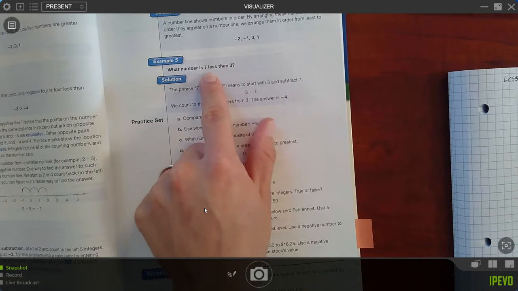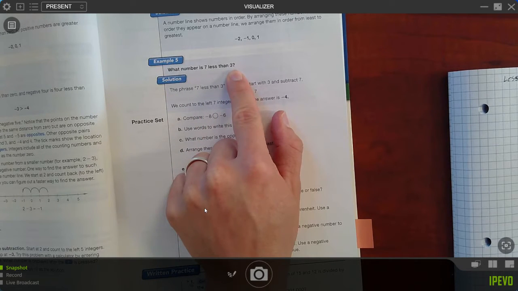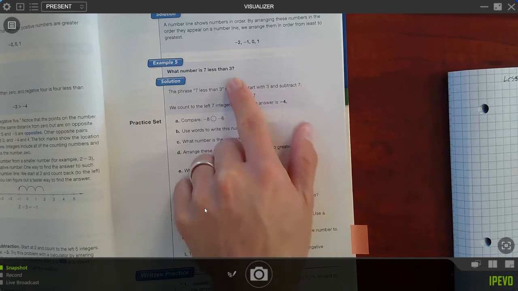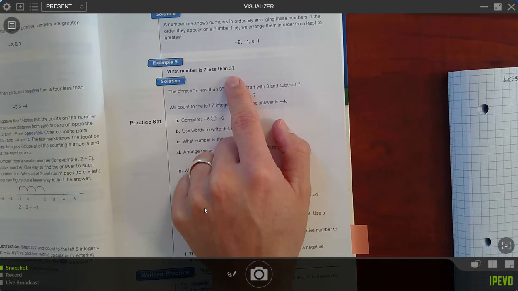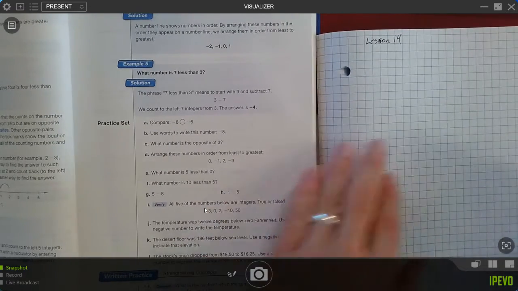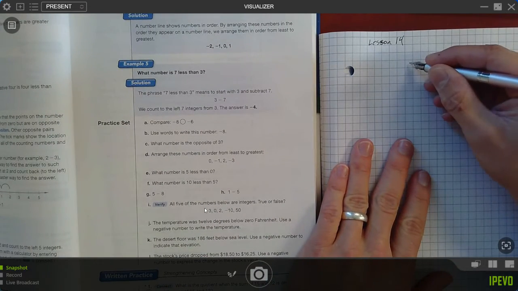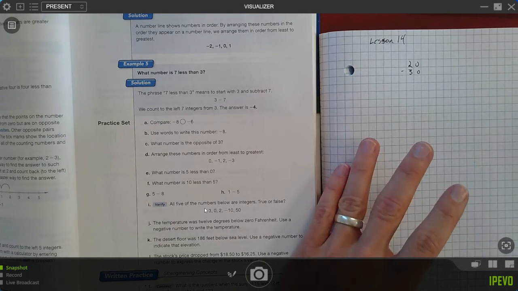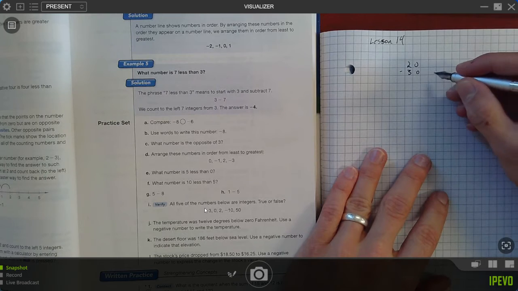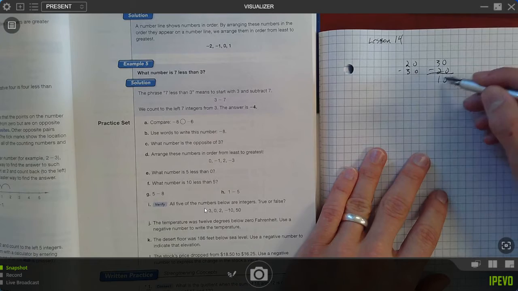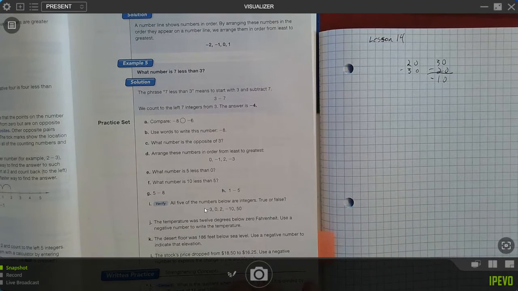What number is 7 less than 3? So you start at 3 and then you go backwards. Okay, and the way you'll actually do that math is you'll do 7 minus 3. Okay, and then you'll just add a negative. So when we do a negative number, okay, let's say we do 20 minus 30. Okay, this one you might be able to do in your head, but what we'll do is we'll do 30 minus 20, and then we'll just stick a negative in front of it.